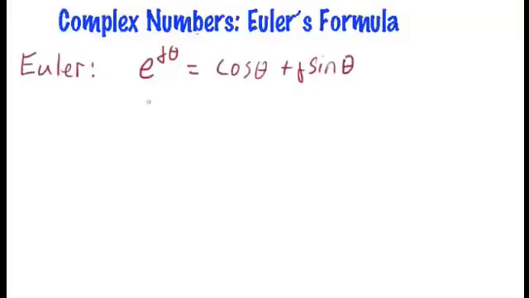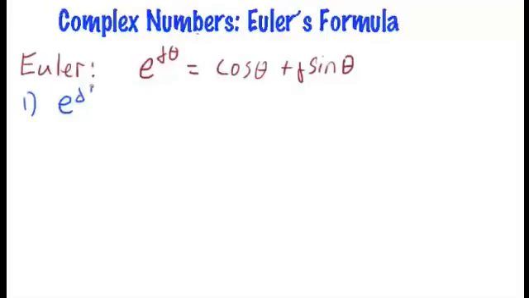Now we need to show that this makes sense, that is, that e to the j theta behaves like an exponential. We're just going to assume that for this video. In the next video, we'll go through the proofs. For now, we'll just accept two facts. One, the law of exponents holds.